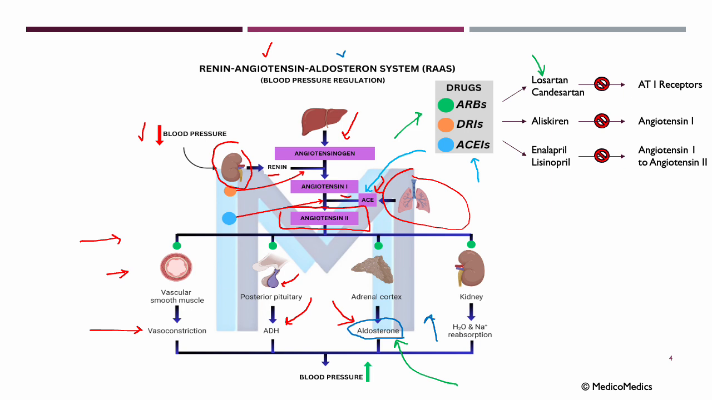Another group just worth mentioning, even though they're not used as often as ARBs or ACE inhibitors, are the DRIs, the direct renin inhibitors. So it's a class of medications that directly inhibit the activity of renin, which is the enzyme responsible for converting angiotensinogen into angiotensin 1, meaning the very first step of the RAAS cascade.